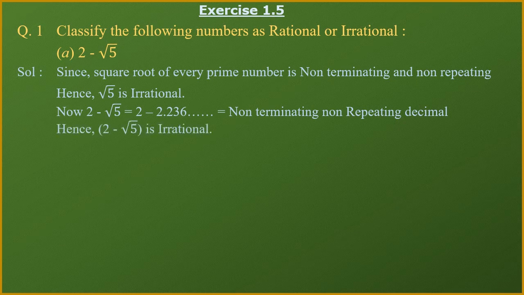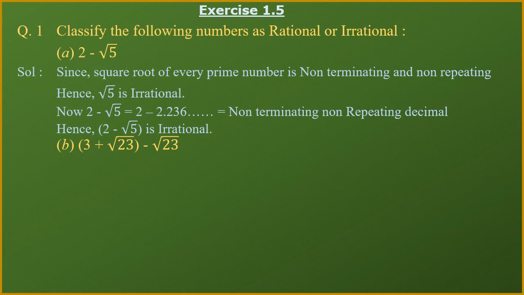In the second part we are given 3 plus under root of 23 minus under root of 23. Now students, one thing you remember: if in a question you are finding whether it is rational or irrational, first of all check whether the given expression is in simplified form or not. If it is not given in the simplest form, then first we shall convert it into simplest form and then we can decide whether it is rational or irrational.